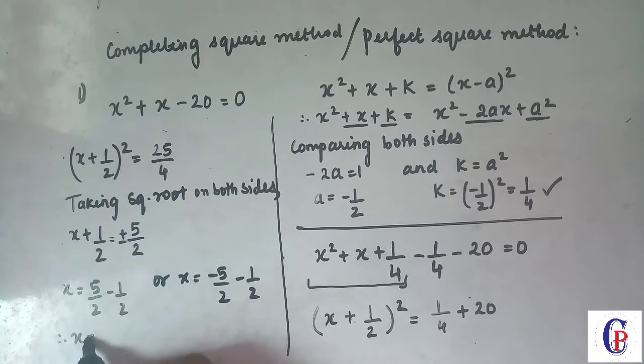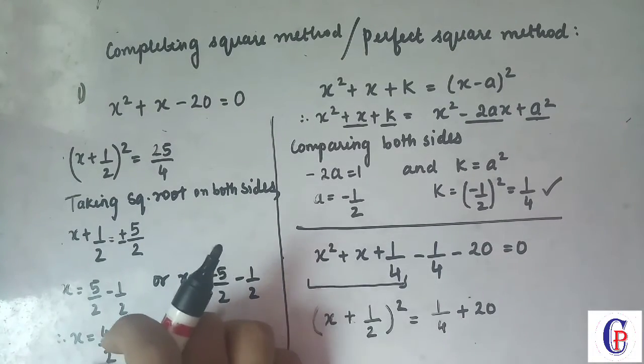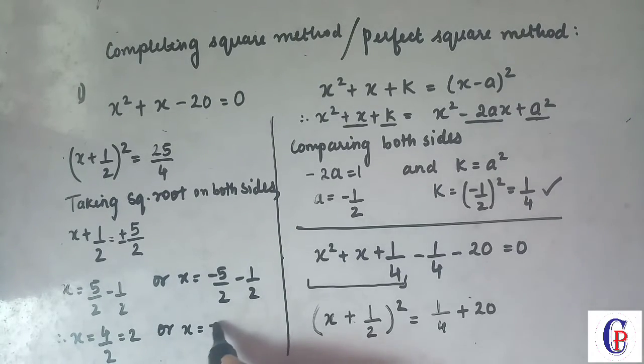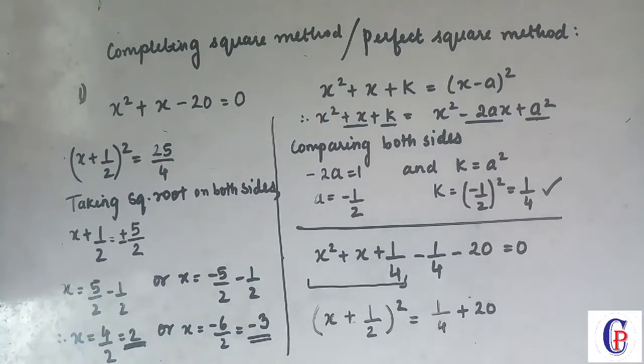So this gives us x is 4 upon 2, that is 2. Okay, 4 upon 2 is 2, or x is minus 6 upon 2, that is minus 3. So this is our answer. Okay, 2 and minus 3 is the value of x, that is the solution of this equation.